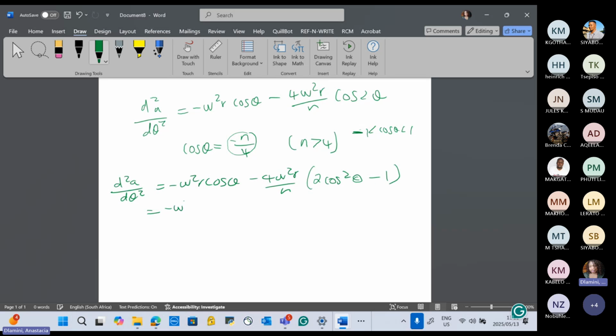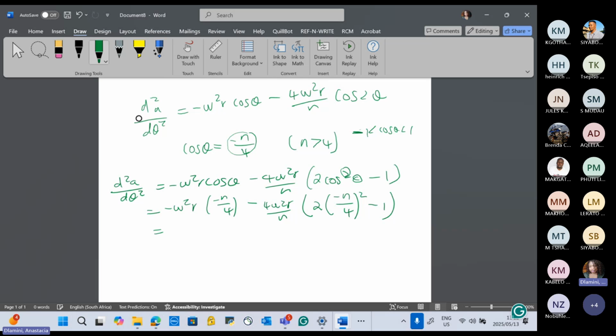So that it helps us to evaluate. So then this is minus w squared r times negative n over 4, minus 4w squared r over n times 2 times negative n over 4, squared because of the square, minus 1. Are we all together up to that point? Yes, ma'am. Okay, so let's simplify this.